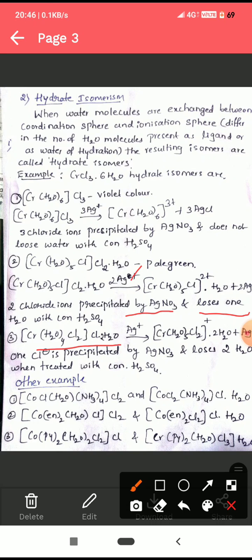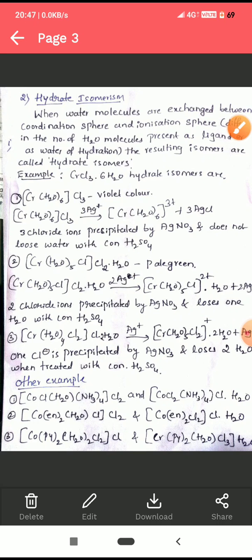When we observe these molecules, what can we find here? The molecular formula is the same. There is an exchange of water molecules between the coordination sphere and the ionization sphere. Some of the water molecules are attached to the central metal ion as a ligand, and some of the water molecules are present as water of hydration. They can be identified by treating the compound with concentrated H2SO4.